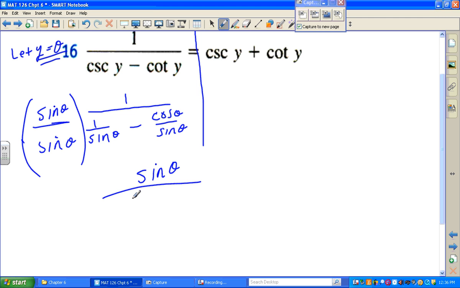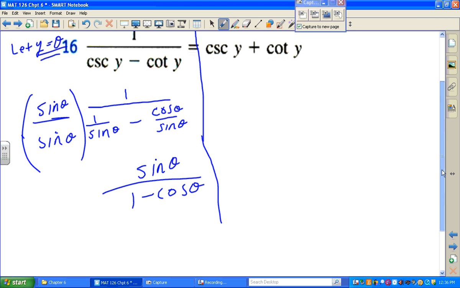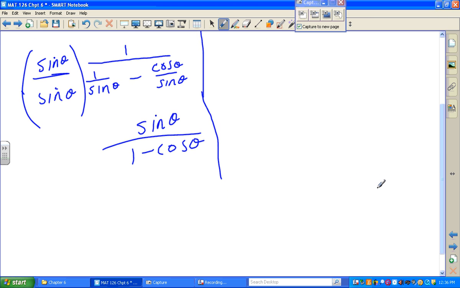Sine over 1 minus cosine. Next is what? Yeah, the conjugate.